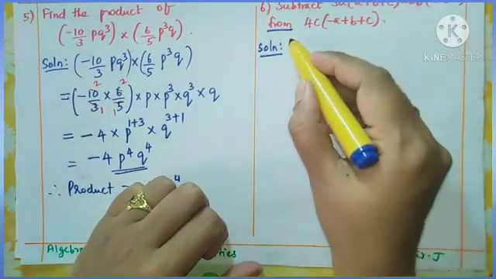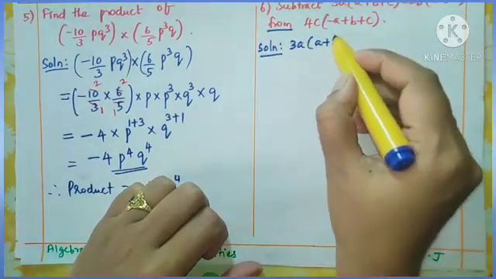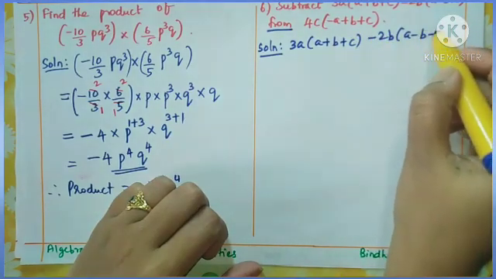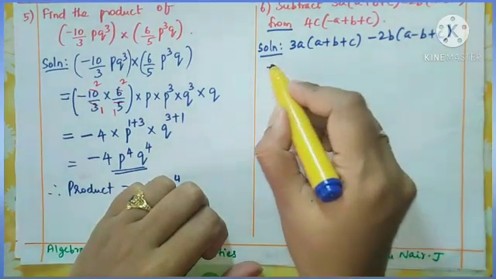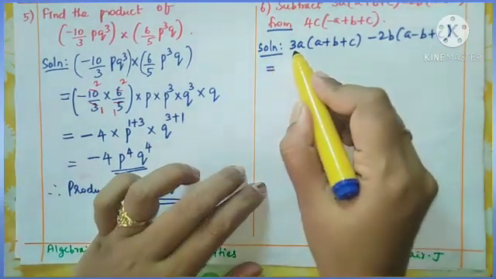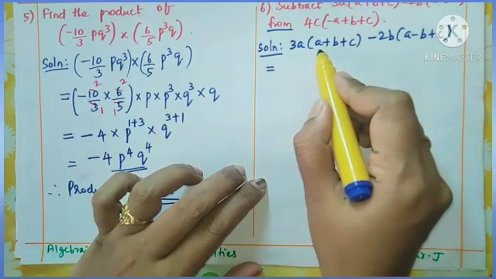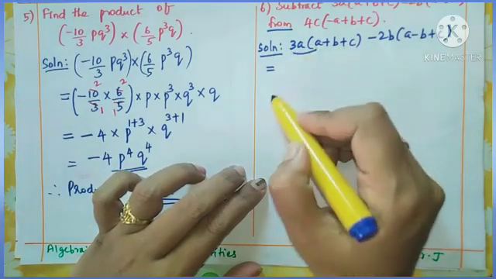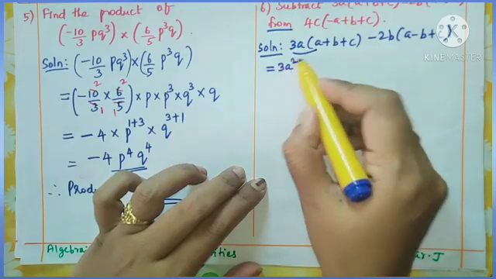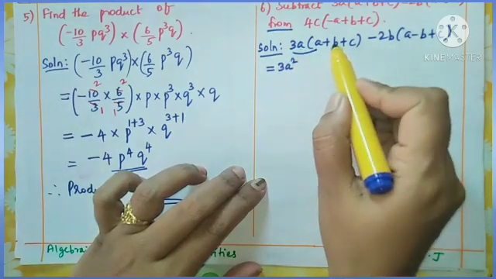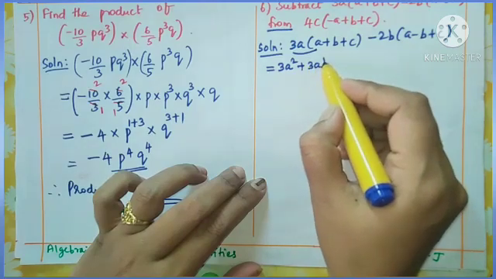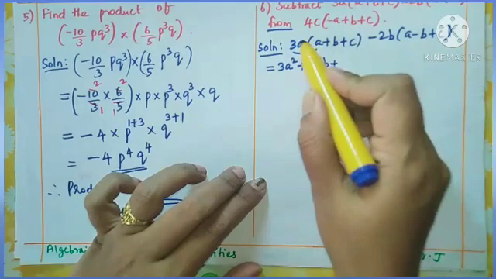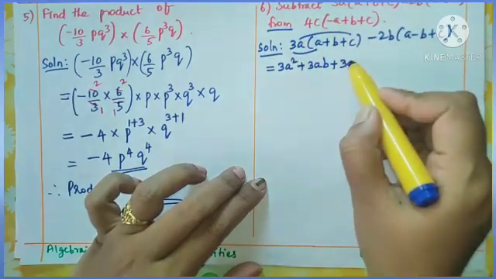So take the first one, 3a into (a + b + c) minus 2b into (a - b + c). Here you can see 3a is common, so this 3a is to be multiplied by this a plus b plus c, 3 terms. What is 3a into a? Yes, 3a square. Then 3a into b, that is plus 3ab. See the sign also, here it is all plus. Then plus 3a into c, that is 3ac.